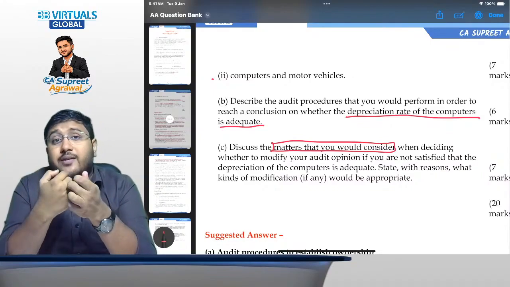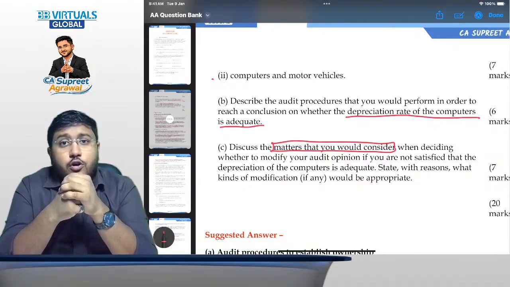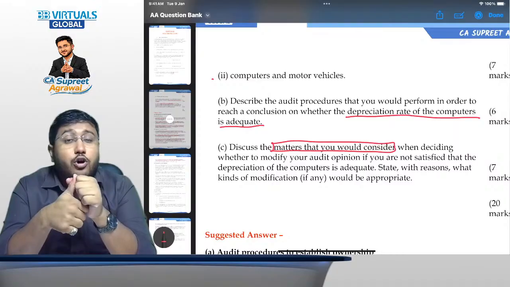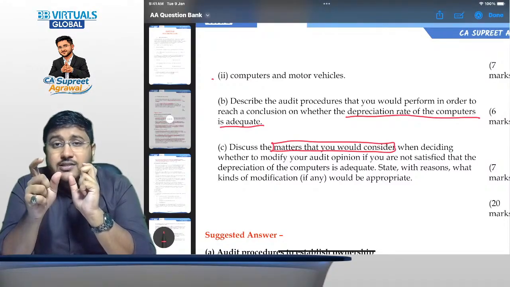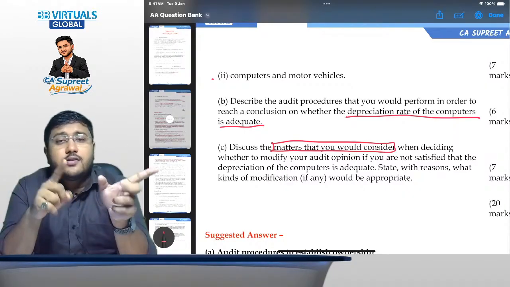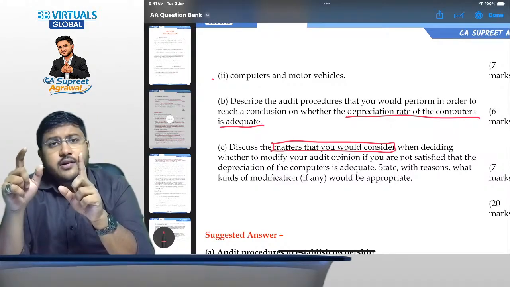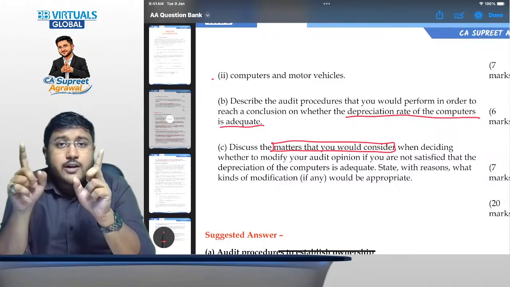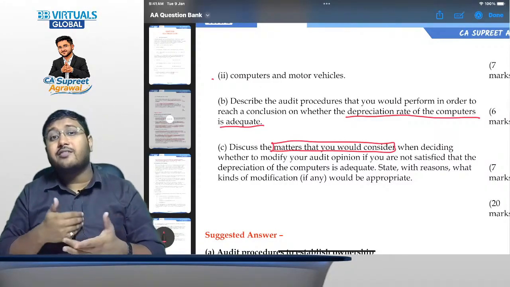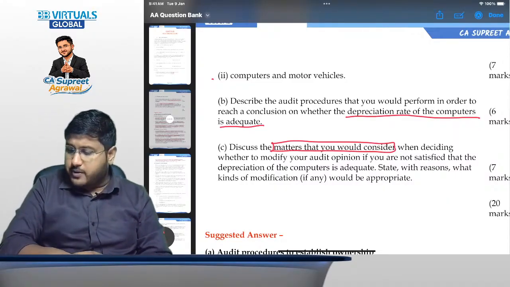Then you can perform the inquiry procedure also. You can understand from the management their method to identify the useful life of a particular asset and a particular computer system. Then observation: you can understand from the management and observe via their system whether the controls regarding the calculation of depreciation, the residual value calculation, and the related procedures are working appropriately or not. You can recalculate the amount of gain or loss, or the amount of depreciation, based on the data available. So all of that could be done.